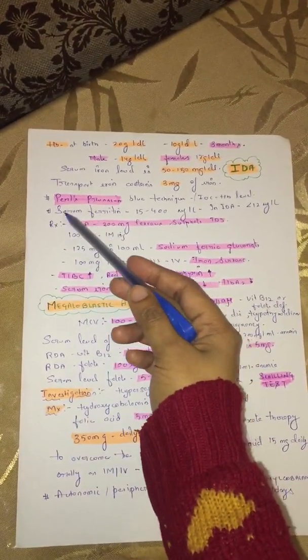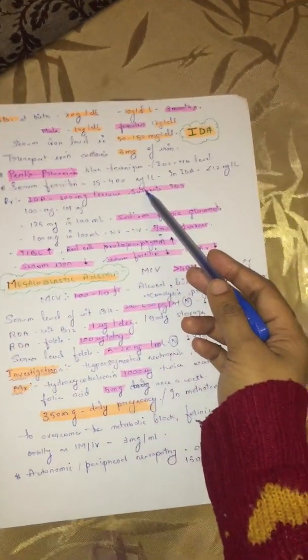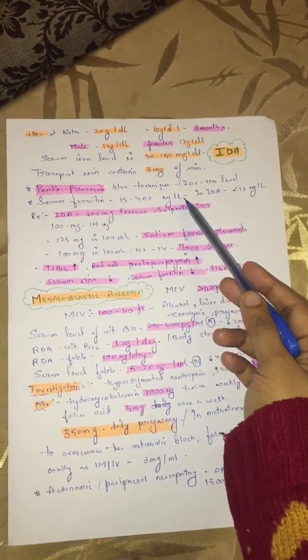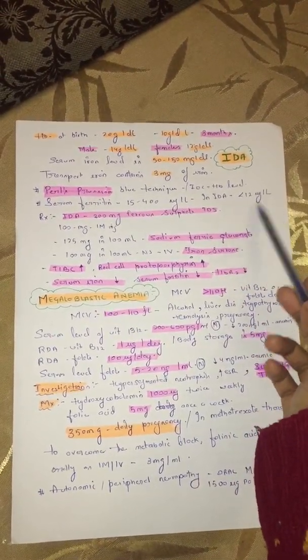And we'll talk about the serum ferritin level. It is 15 to 400 microgram per liter, and in iron deficiency it will be less than 12 microgram per liter.